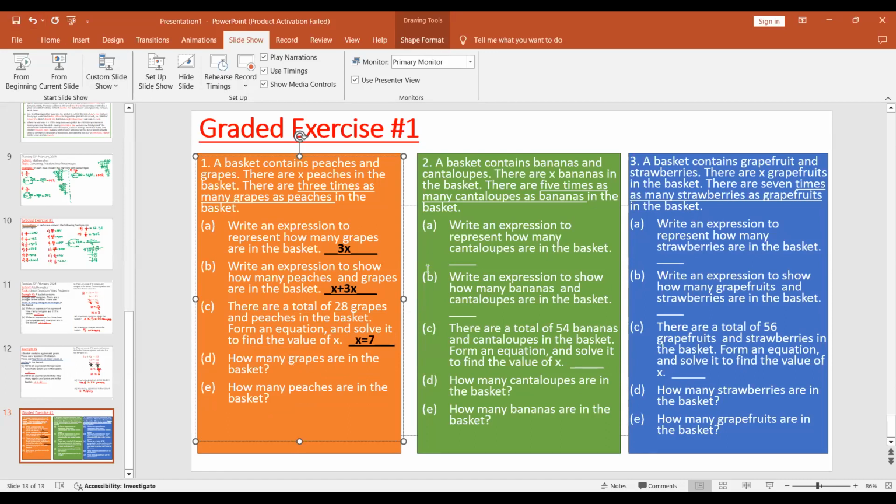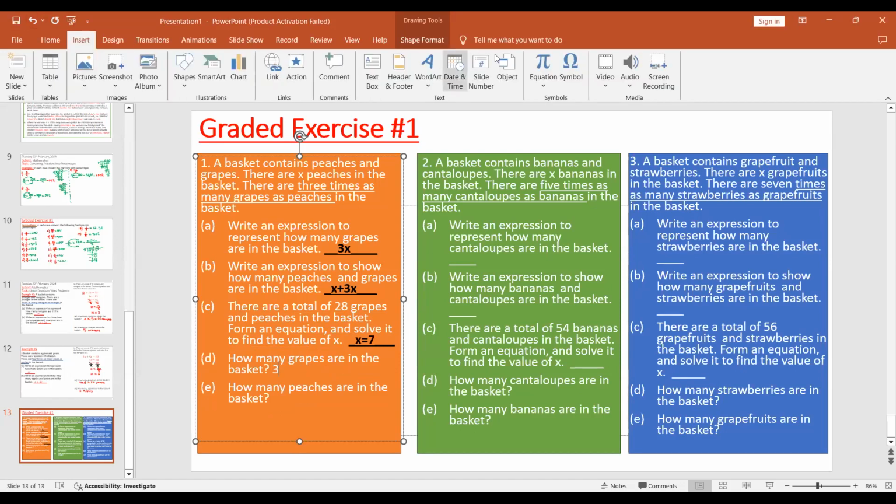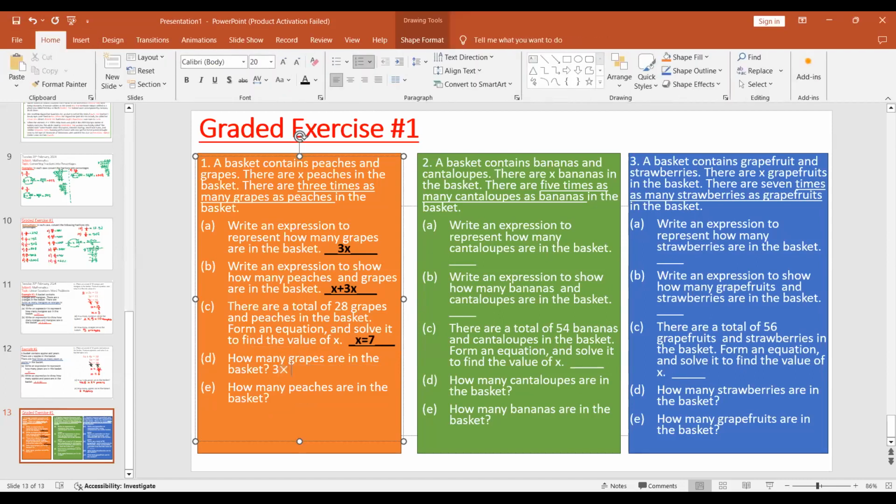How many grapes are in the basket? 21 grapes. Very good. We get 21 by multiplying 3 by what? Times 7. So 3 times 7 is going to be equal to 21.